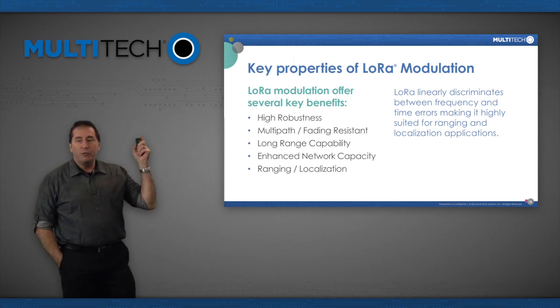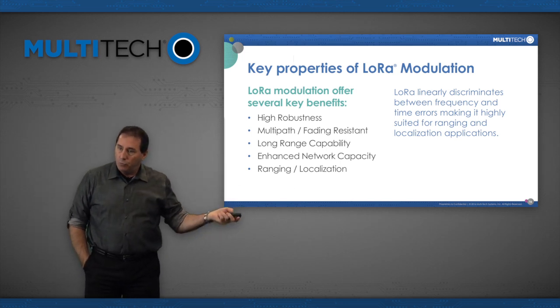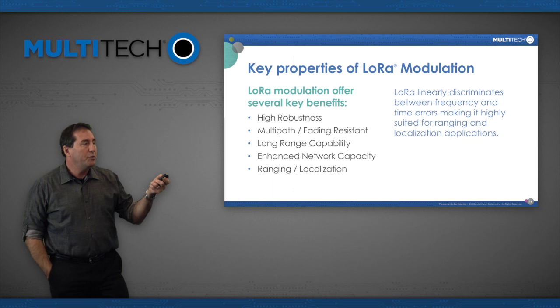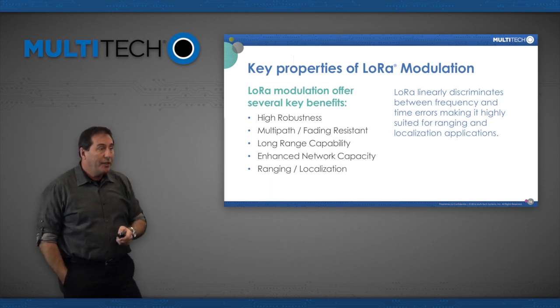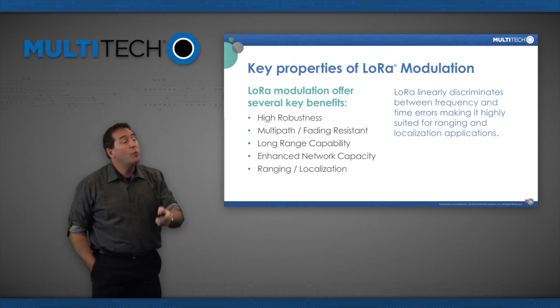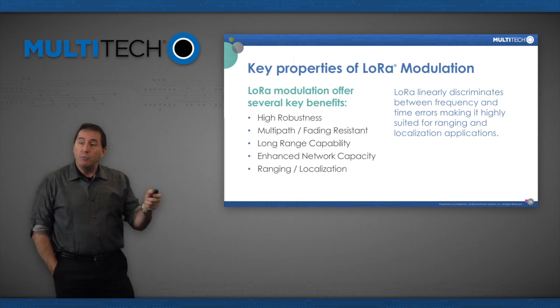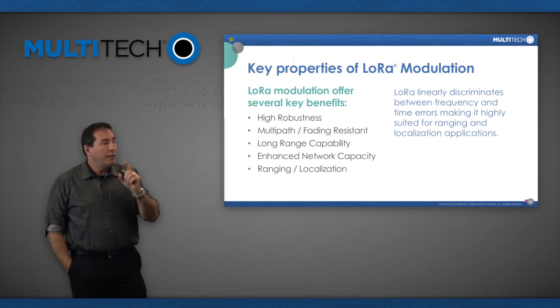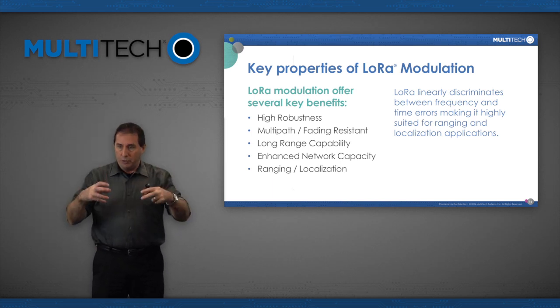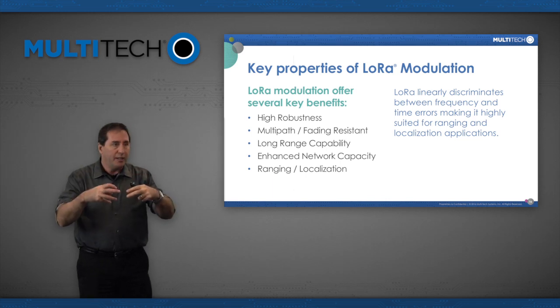Ranging and localization, I talked about that on the prior slide. One of the things from LoRa is that we can do ranging, which is simply how far away that endpoint is from me, and then localization, which is exactly where that endpoint is. The difference between the two is that ranging is concerned with one gateway, while localization usually requires multiple gateways to triangulate.